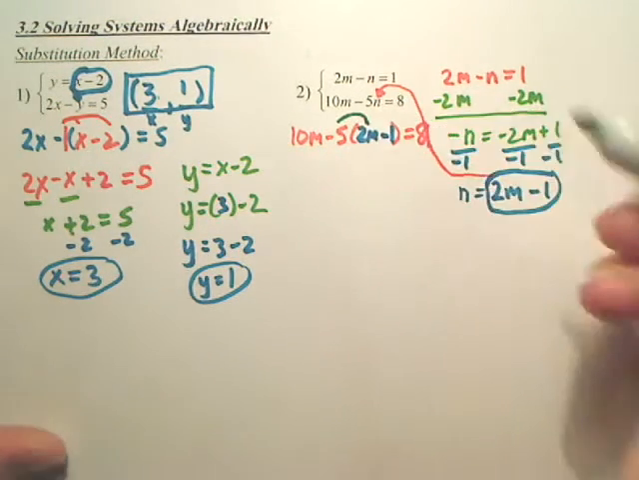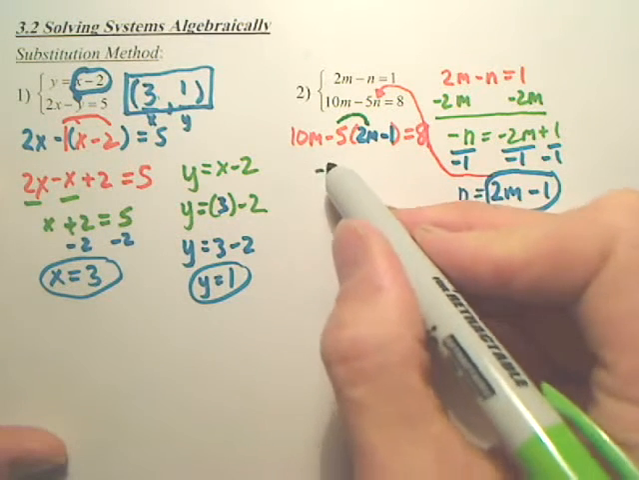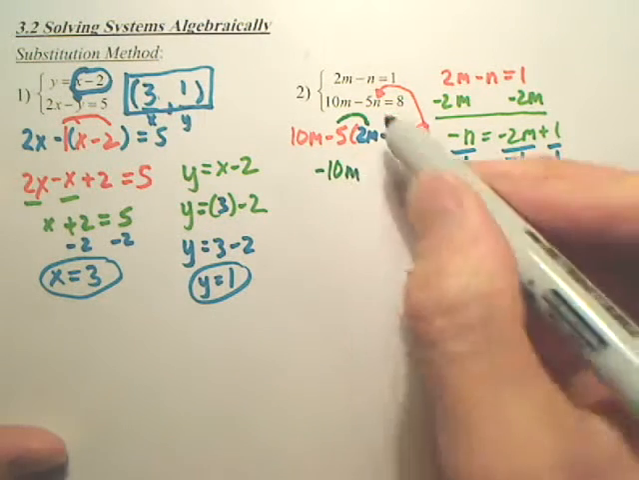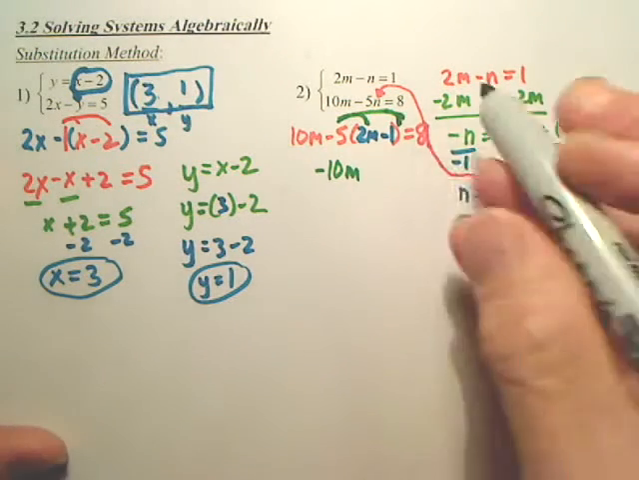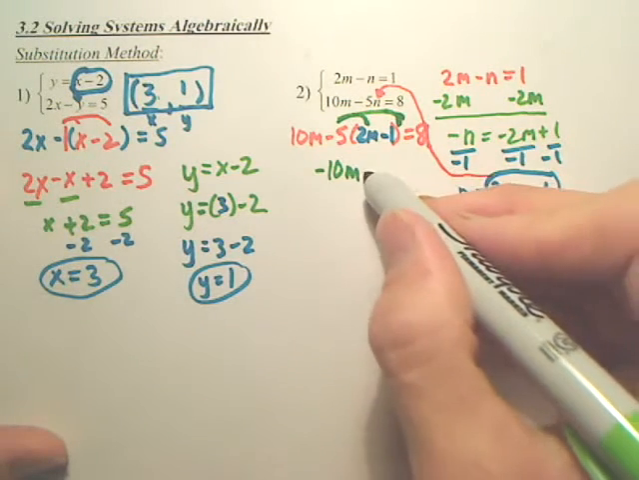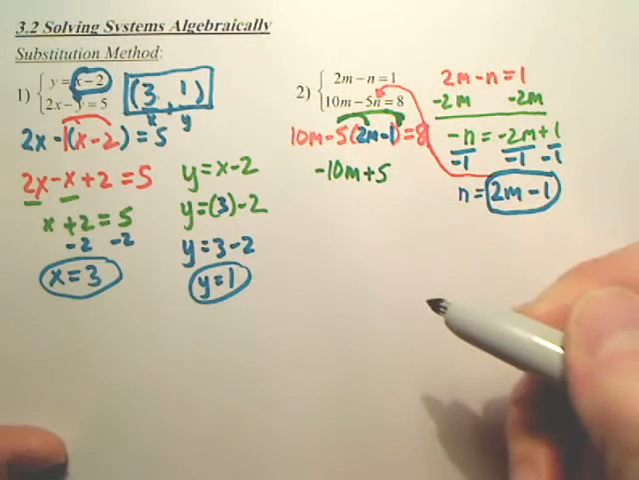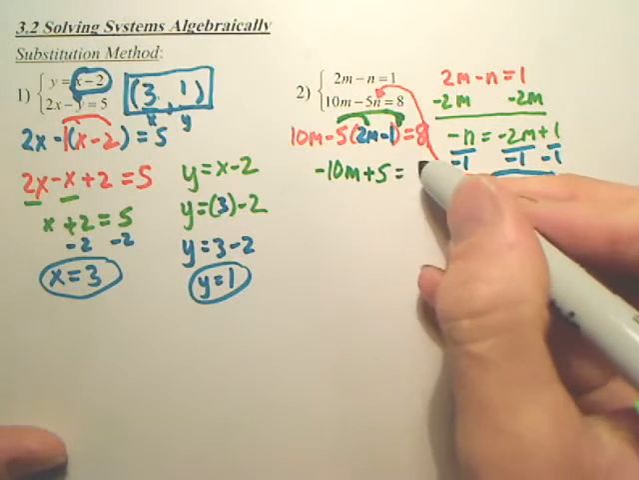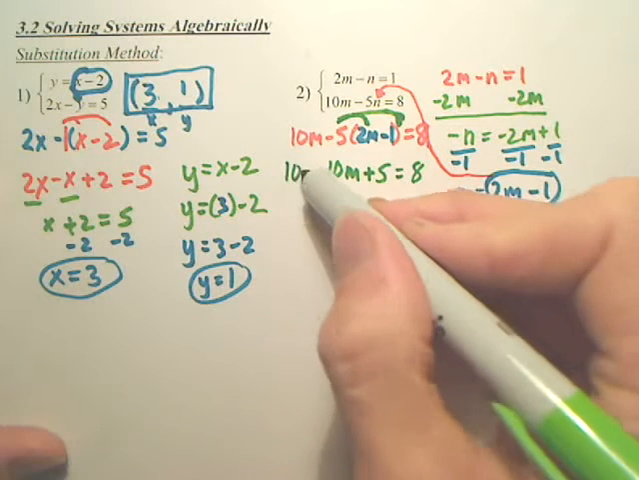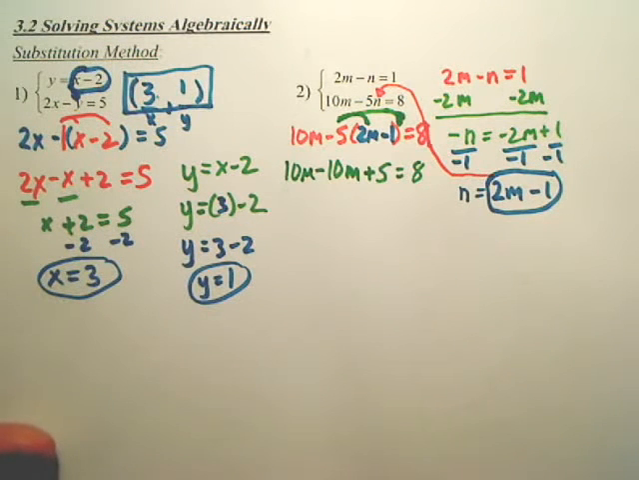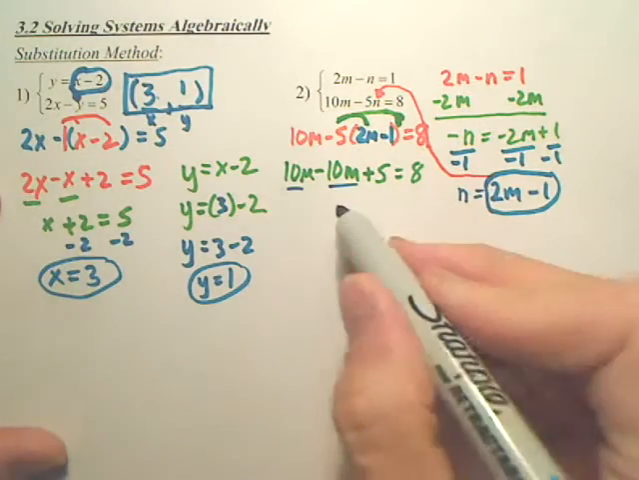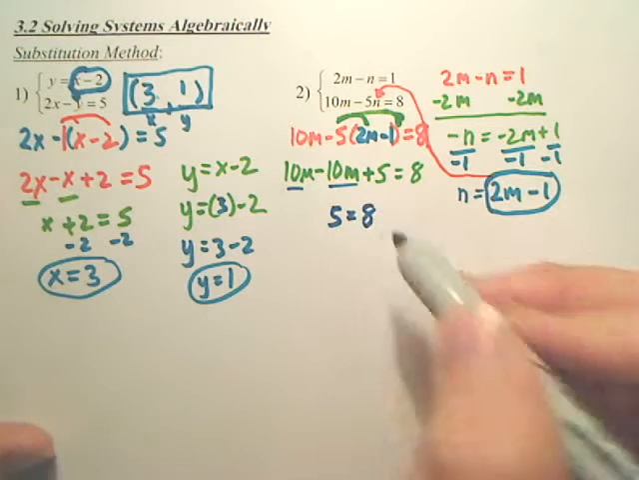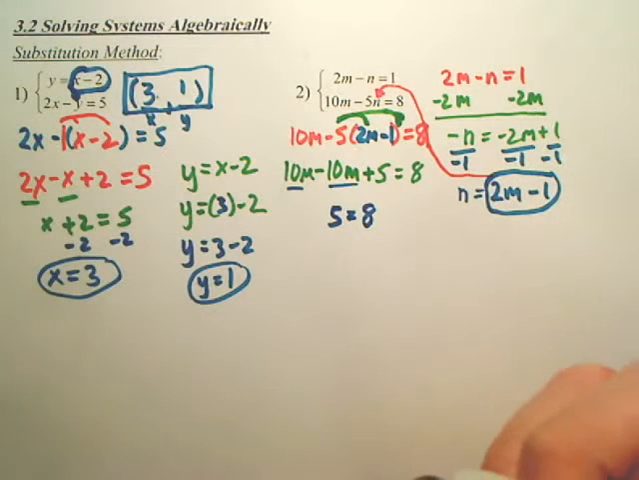So distribute first. That would be negative 10m. Distribute this. Negative 5 times negative 1 is positive 5. Bring down the 8. Bring down the 10m. Do you guys see something right here? What's going to happen? M disappears. Wait a second. M disappeared.